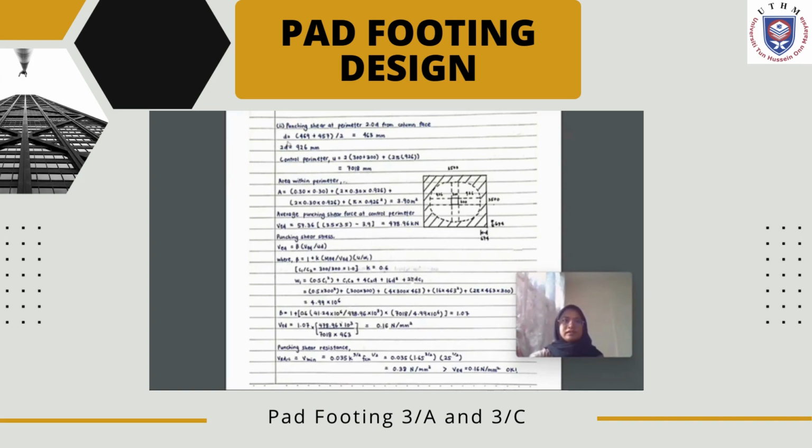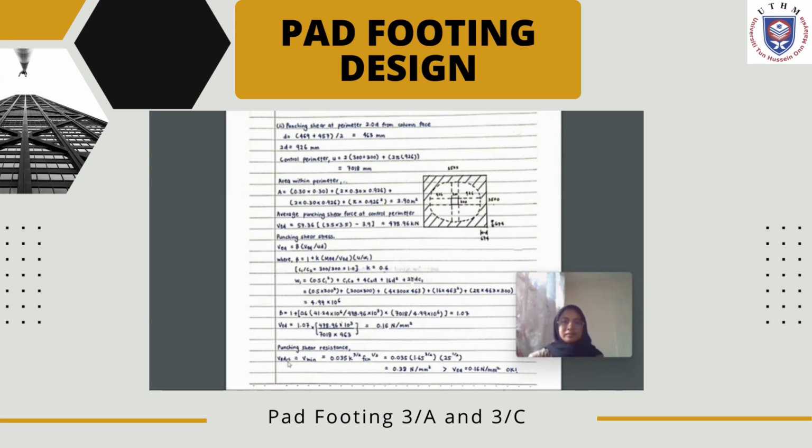Firstly, we need to find the d, and then find the 2d, and then we will find the control perimeter, which is u. Then the area within perimeter will be calculated. Next, we will find the average punching shear force at control perimeter, and then we will find the punching shear stress using this formula. Firstly, we need to find the beta using this formula. So from that value, we will use it to calculate the punching shear stress.